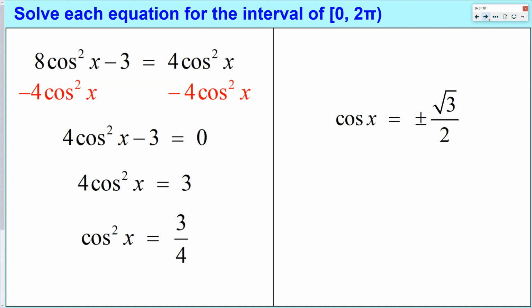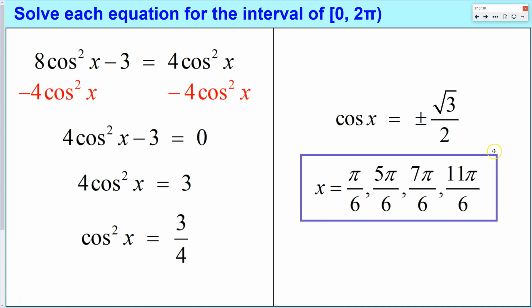Remembering that every time we take a square root, we are also going to put a plus minus in front of everything. And then find those locations around the unit circle. This time there are 4 of them, x coordinates of positive square root of 3 over 2 or negative square root of 3 over 2. The same solution set that we had before: pi over 6, 5 pi over 6, 7 pi over 6, and 11 pi over 6.